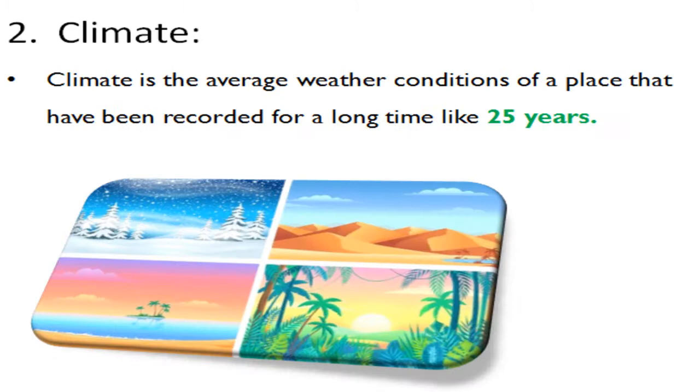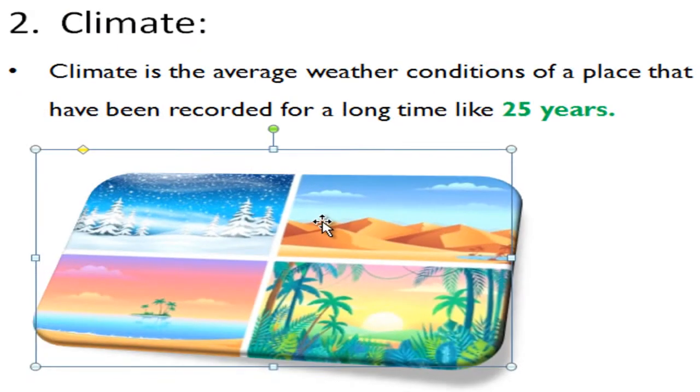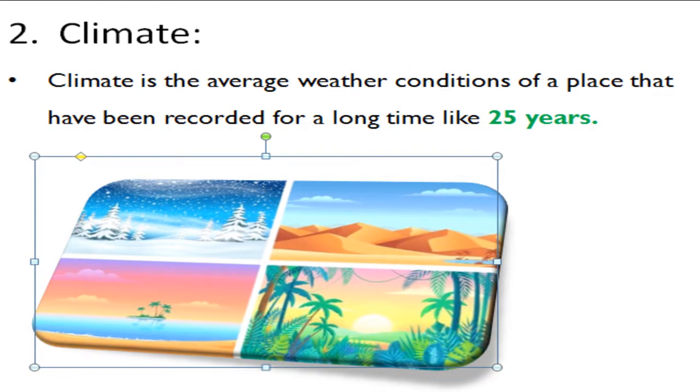Our second keyword is climate. Climate is the average weather condition of a place that has been recorded for a long time, like 25 years. So they take the average condition of weather for about 25 to 30 years, that is called the climate of that place.